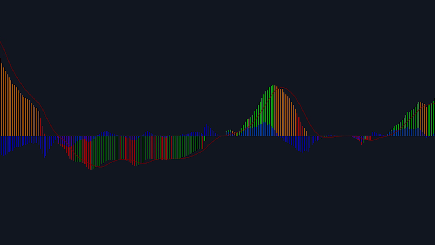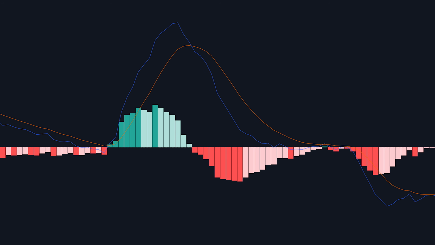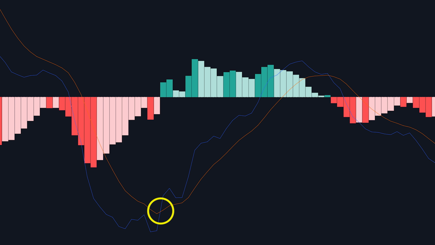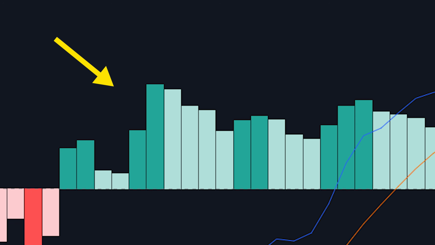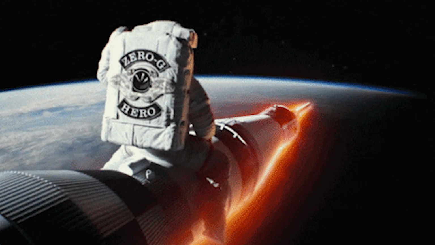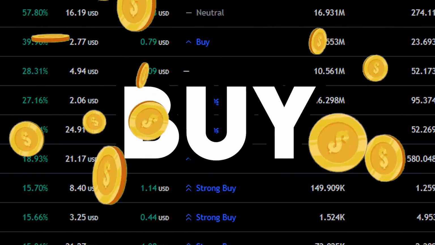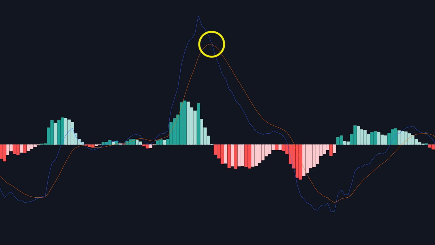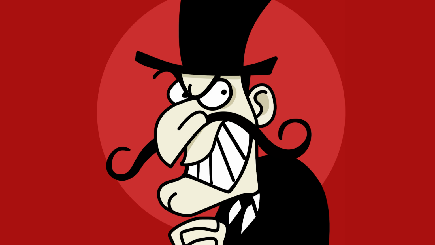So, to understand this absolute overpowered indicator, we first have to understand the normal MACD. With the normal MACD, when this blue line crosses above the orange line, or when the histogram turns green, that means the market is bullish and uptrending. This is where you would normally buy. When the blue line crosses below the orange line and the histogram is red, that means the market is bearish and is downtrending. This is where you would normally sell.